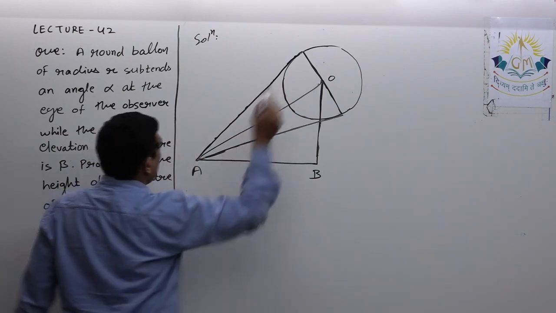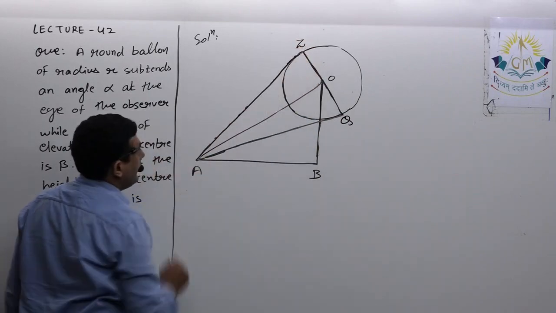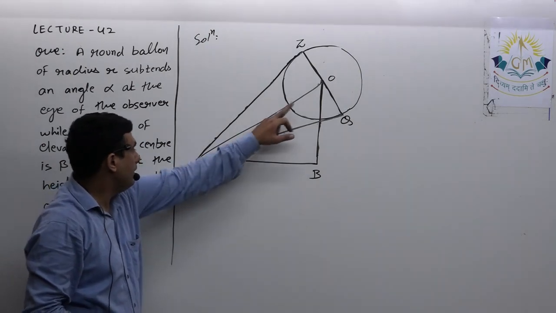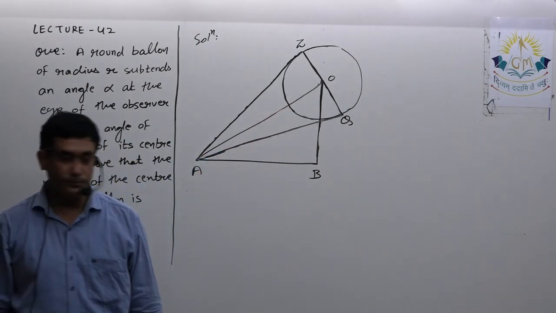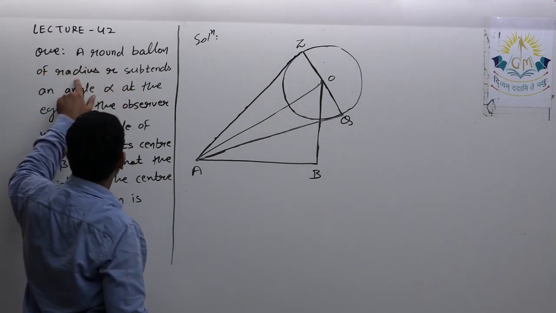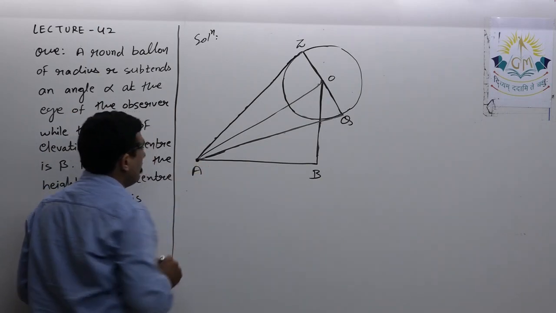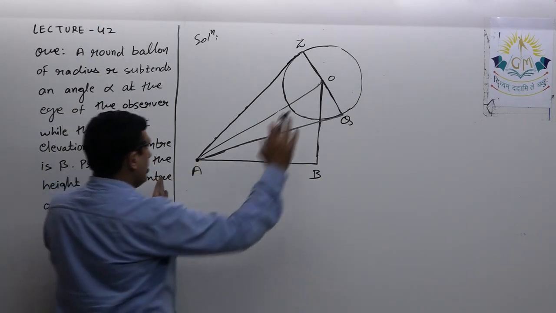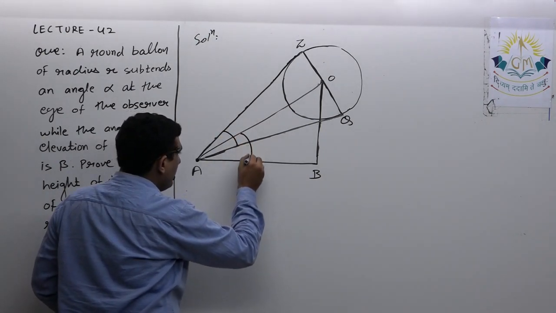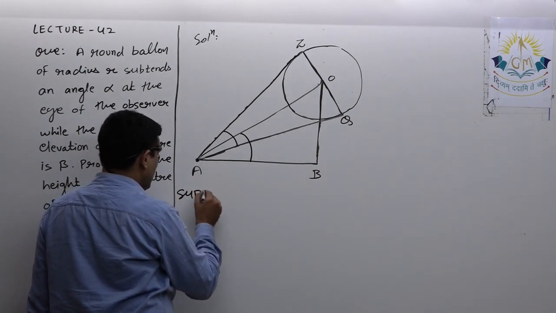Okay, so if I name it Q and I name it Z, then angle ZAQ is equal to alpha and OAB is beta. Again I am repeating, it is given that a round balloon subtends an angle alpha at the eye of the observer. This I am considering is the eye of the observer. This complete angle is alpha and this complete angle is beta. So let us describe the diagram.